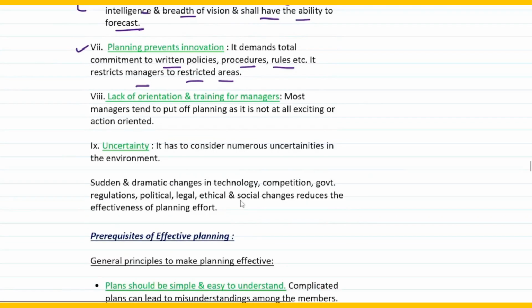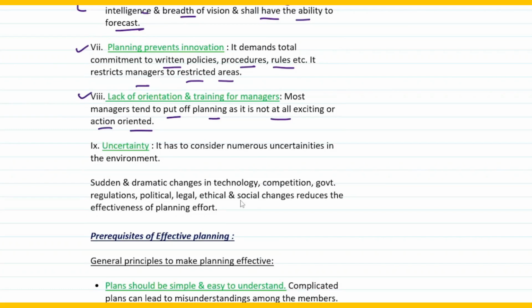Right? Then there is a lack of orientation and training for managers. What do you mean by that? Most managers tend to put off planning as it is not at all exciting or action oriented, right? So it lacks orientation and training for the managers because it's not exciting, because you got to do whatever is being told to you.